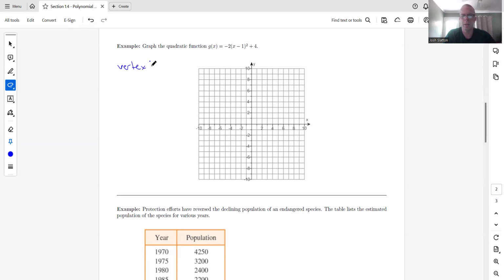And so this is in standard form. So the vertex is in here. So change the sign on that one. And vertex is 1. Keep the sign on that one. And the y part is 4. So there's our first point, 1, 4.